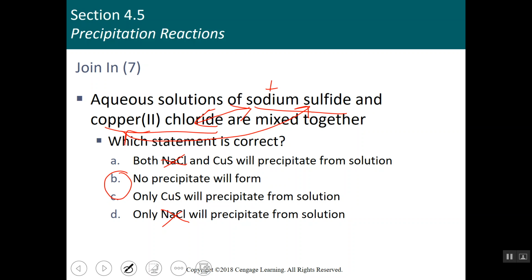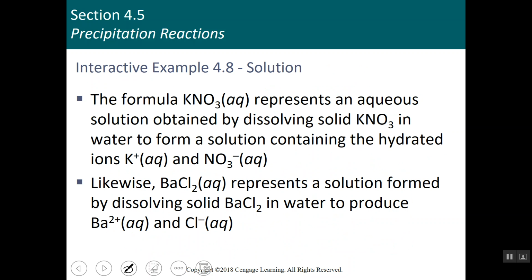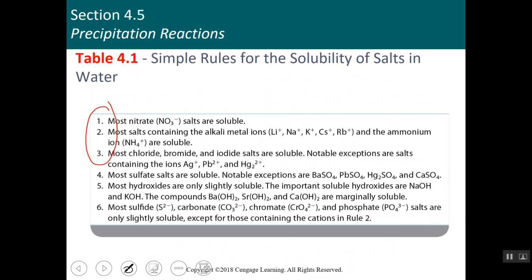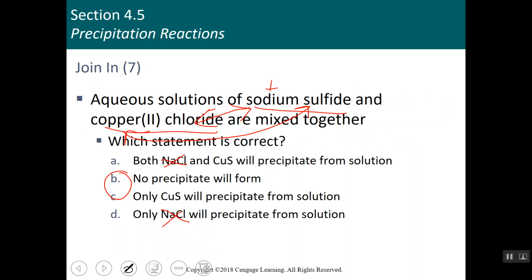Now, this is where the first three rules don't get you there. So let's go back and look at the sulfide rule. The sulfide rule says most sulfides are only slightly soluble with the exceptions of the cations in rule 2. So we're talking about copper. None of those are copper, so that's only slightly soluble. If it says slightly soluble, that means you will get a precipitate because it will precipitate out of solution. So on this particular question, answer choice C is the correct one.